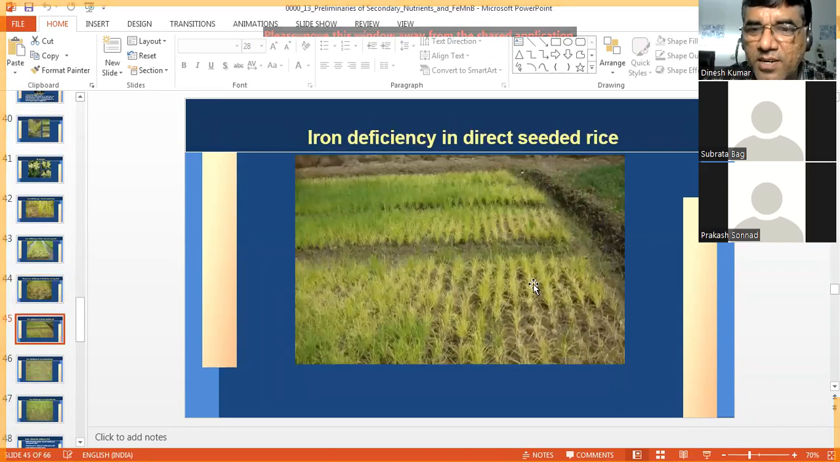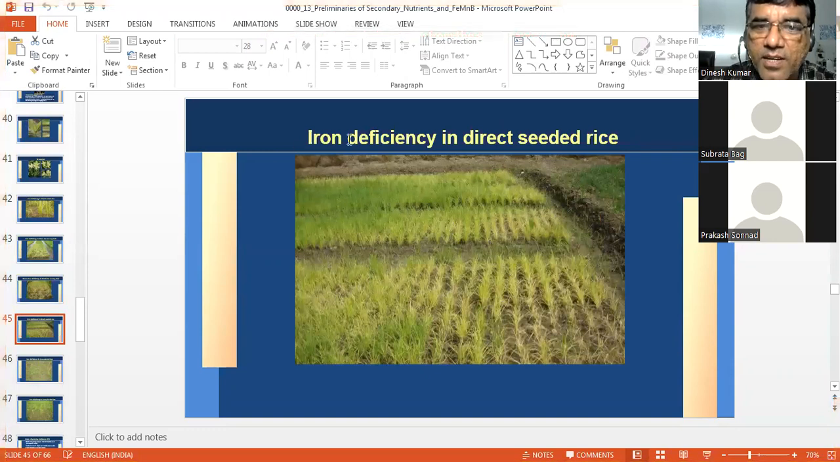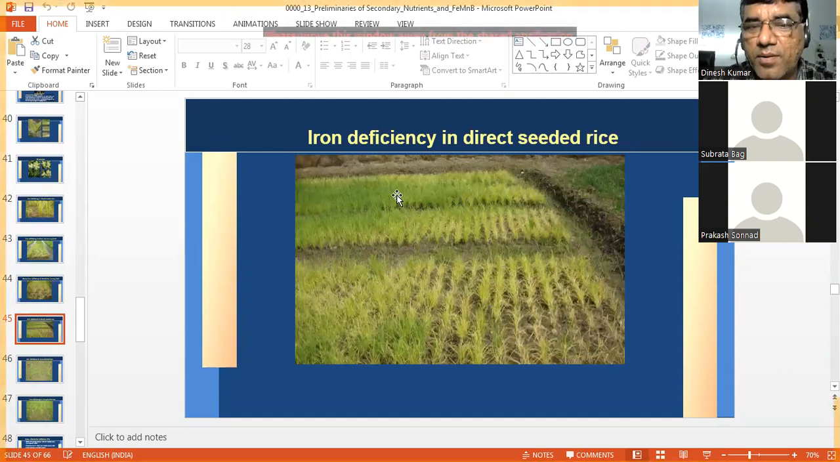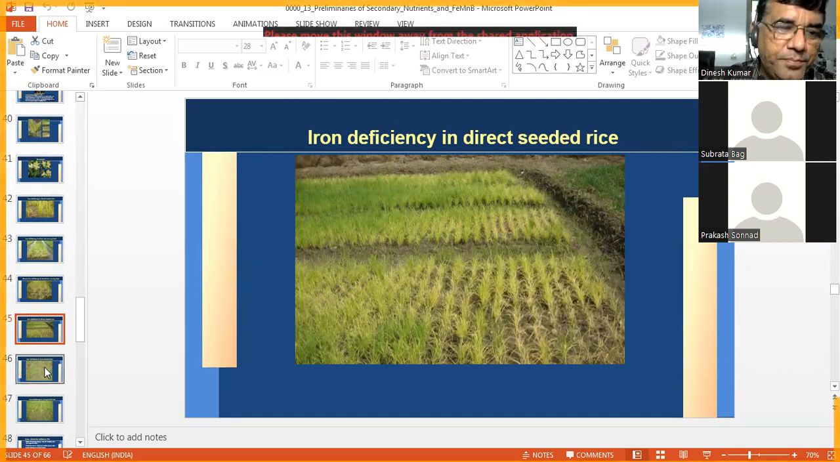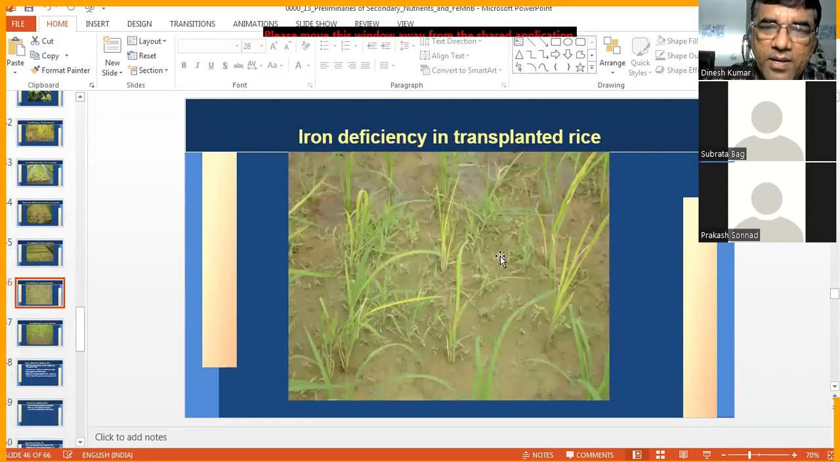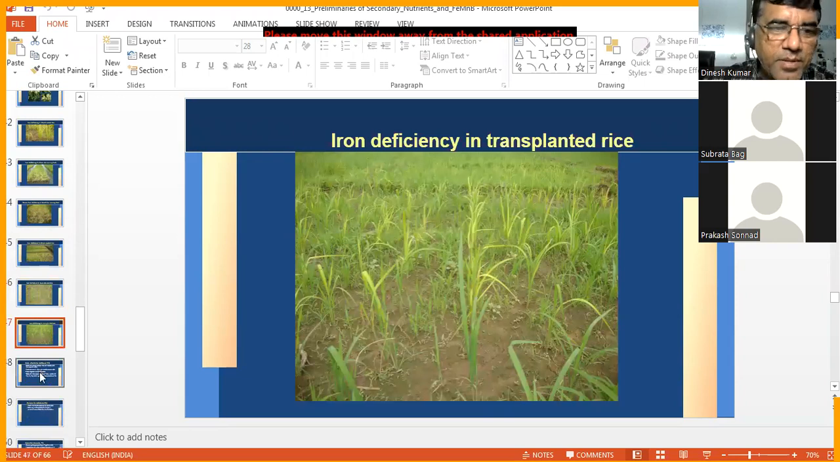This is in direct seeded rice, iron deficiency in patches. In these patches, areas which are green must be having better water, more water than these areas. Therefore, they are green. In transplanted rice, you can see iron deficiency symptoms.